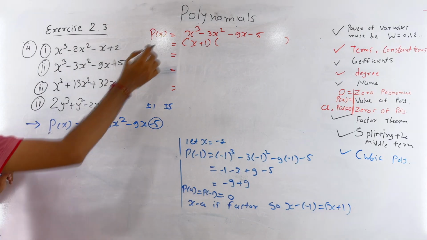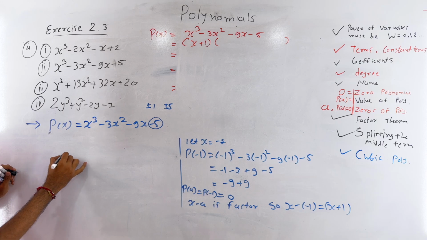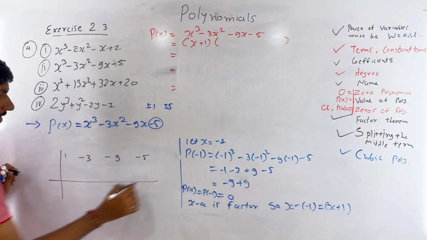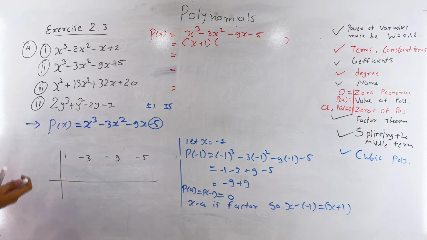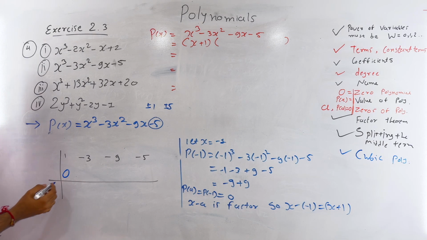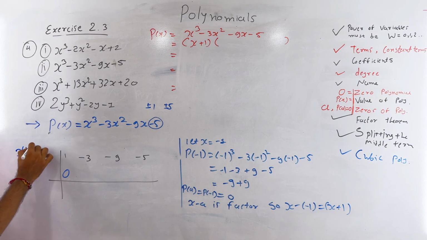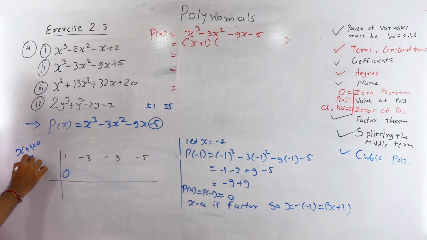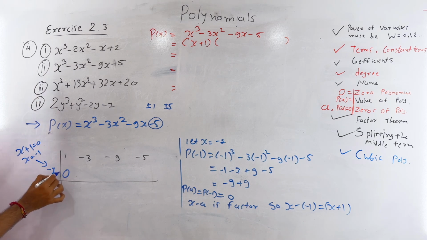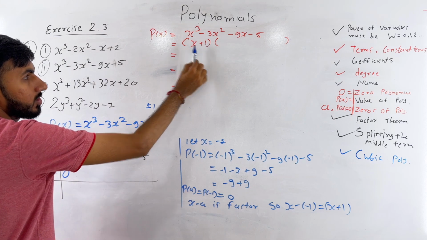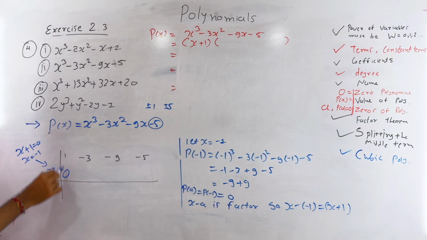Now, to use the synthetic method, the coefficients of the cubic polynomial are 1, then minus 3, minus 9, and minus 5. Write it in the first row. Now for the second row, the first number will be 0 always, right? Now I have x plus 1 here. So compare x plus 1 is equal to 0, find the value of x, that will be minus 1. So write minus 1 here. Why have I done x plus 1 is equal to 0? Because I have to divide this polynomial with x plus 1, right? Now, I have minus 1 here. You have to do addition in columns, and multiply your answer with minus 1, right?